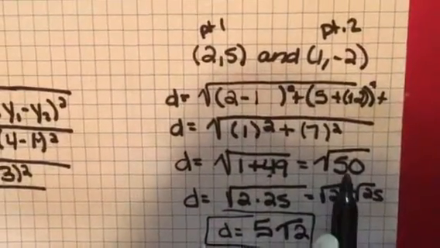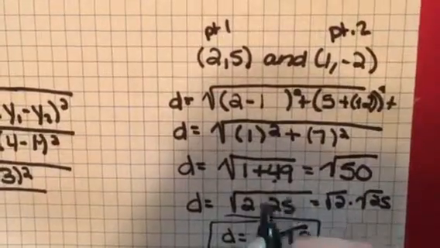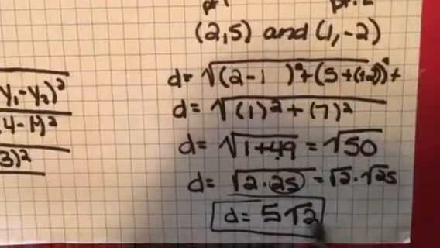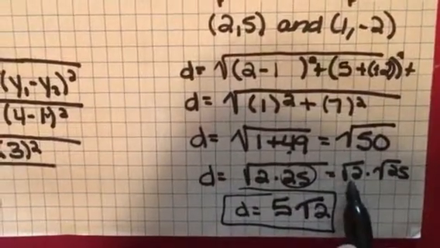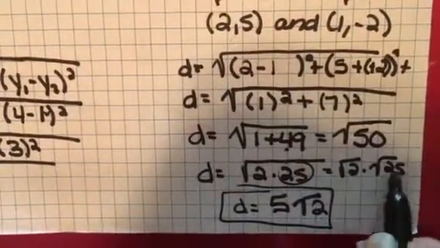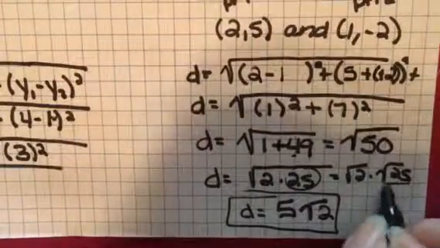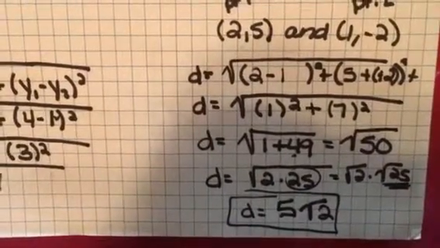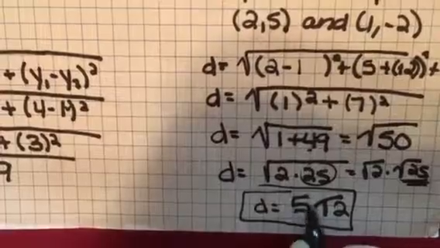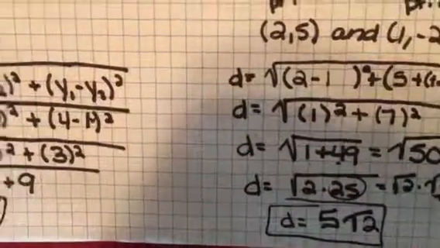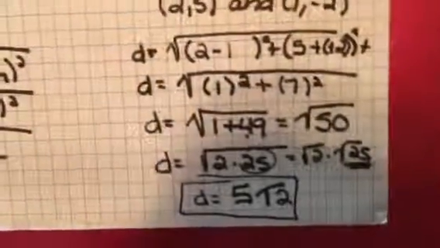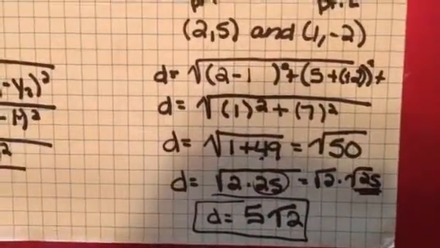I know that there's a perfect square in 50, and that perfect square is 25. So I would have the square root of 2 times 25, which I can break apart and say the square root of 2 times the square root of 25. This is a perfect square, so I'll put my 5 first, and then my square root of 2, and that would be the answer to number 1. Okay? If you guys have any questions, give me a text.